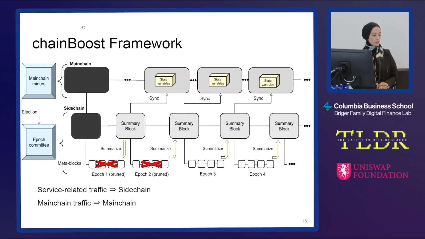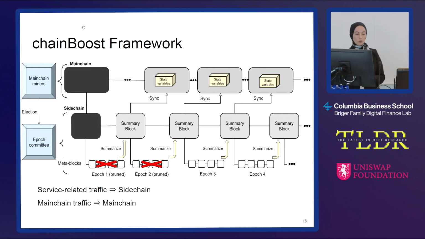Also, this committee will issue a sync transaction at the end to sync the state variables on the main chain with these state changes. So we keep the main chain as the single source of truth about the system state. Furthermore, once this sync transaction is confirmed, all the meta blocks that correspond to this sync transaction will be pruned. So this will reduce the size of the side chain and consequently the size of the main chain.